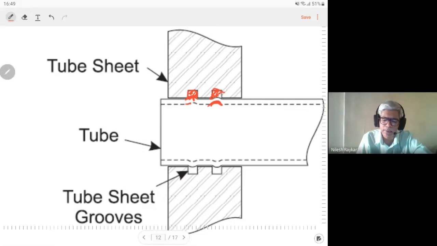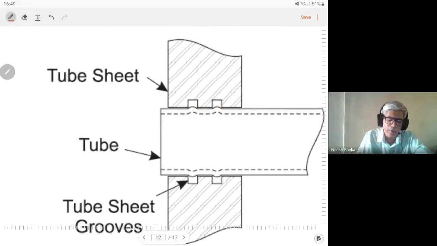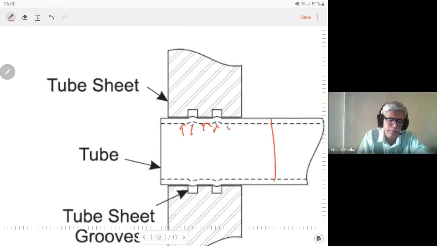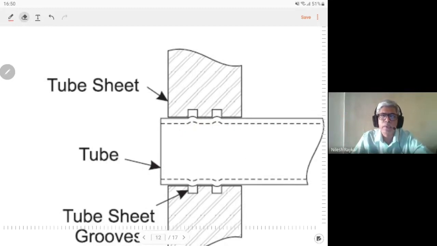In that case, the philosophy is the same, except that instead of a mechanical mandrel, a hydraulic chamber is formed inside the tube, and because of hydraulic pressure, the expansion takes place. Both these joints are considered for low to medium pressure exchangers. For medium to high pressure exchangers, you need a better, positive joint.